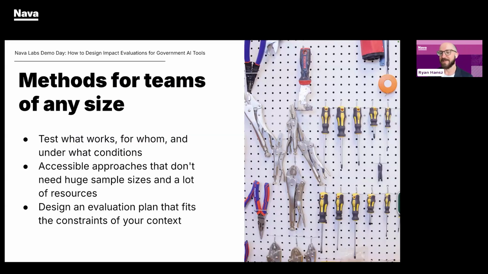The methods are accessible to small teams and projects working without huge sample sizes or a lot of resources. And we'll talk through today how to design an evaluation plan that works with the constraints of your particular context.